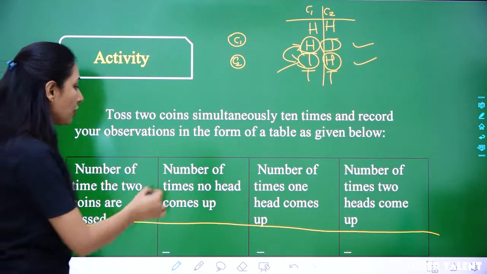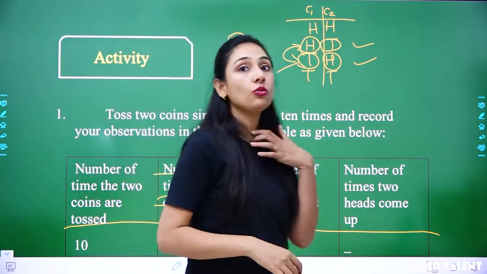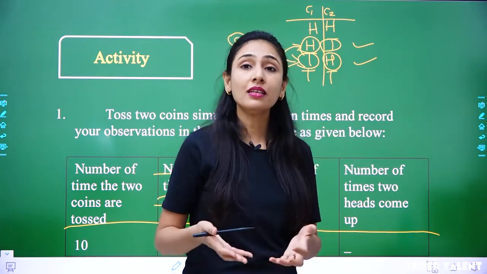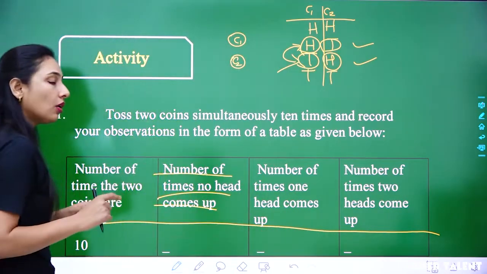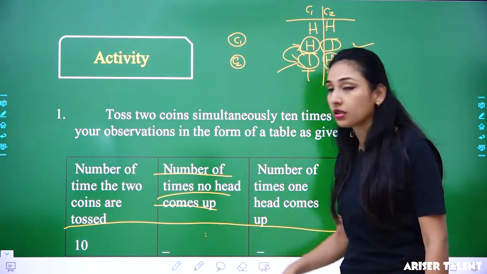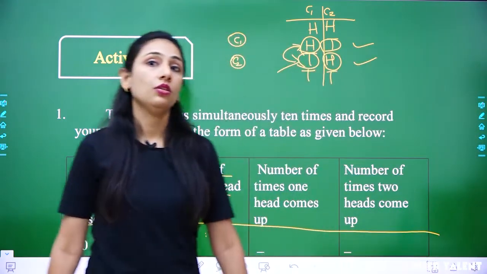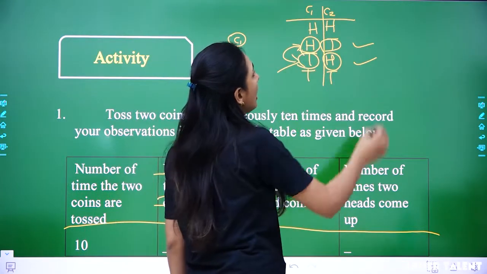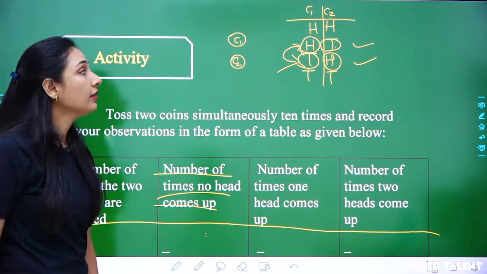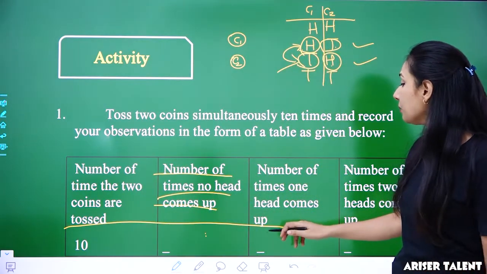So the first condition, number of times no head comes up: there is a chance of getting both the coins, tossed simultaneously, as tails. Whenever you get both tails, you will be counting it here. Now, number of times one head comes up: the situation is C1 gets head and C2 gets tail, or C1 gets tail and C2 gets head. In both these cases, you will be writing the numbers in this section.